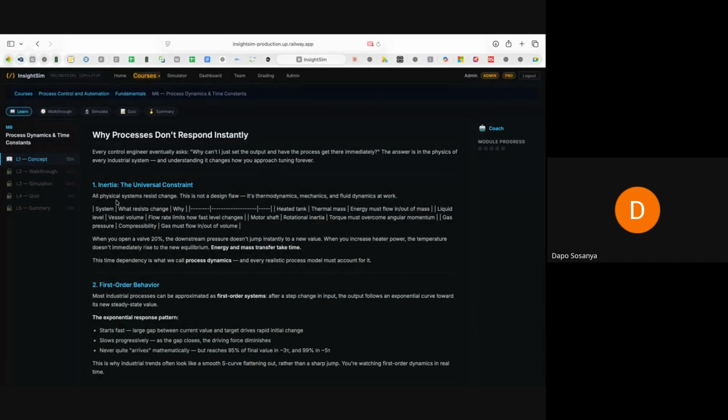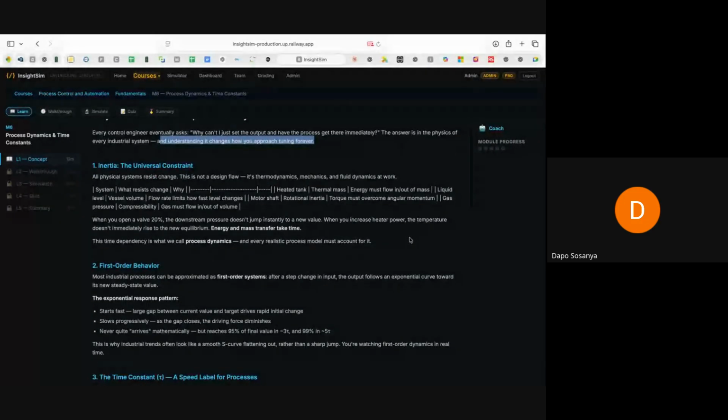All right. So why don't processes respond instantly? Every control engineer eventually asks, why can't I just set the output and have the process get there immediately? The answer is in the physics of every industrial system. And understanding it changes how you approach tuning forever.